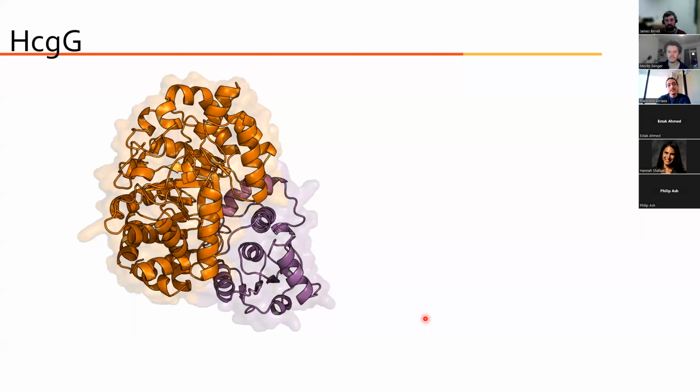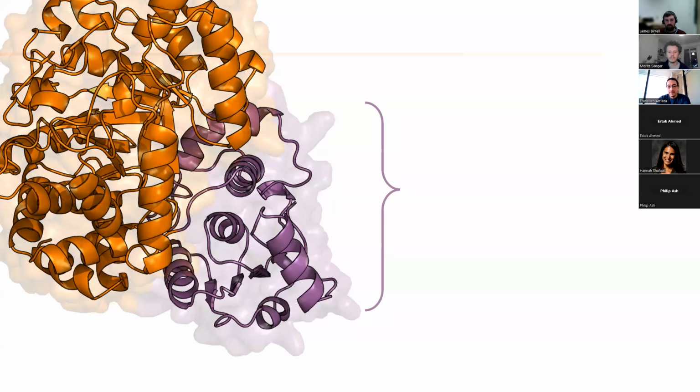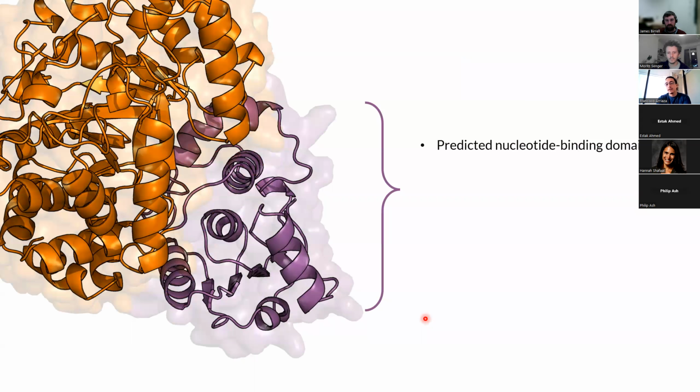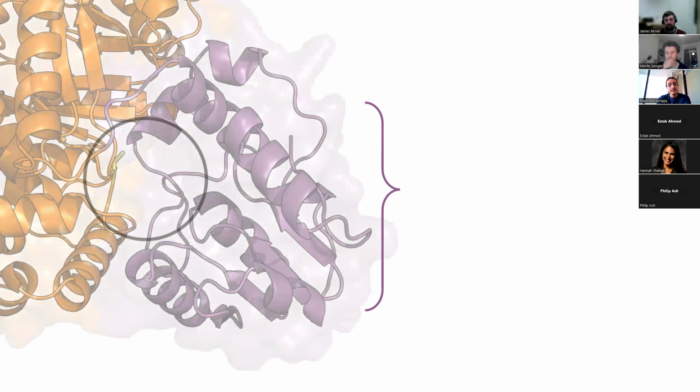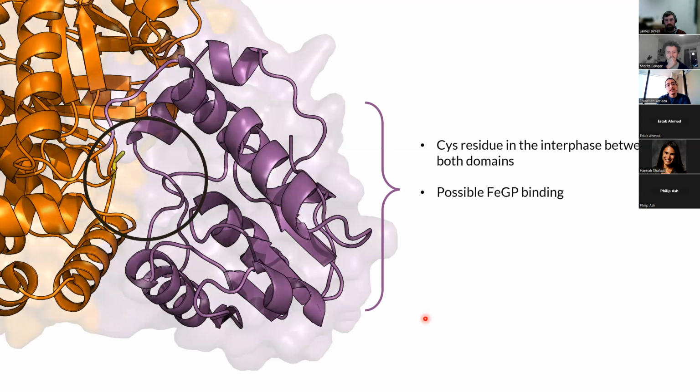But the main difference is that this enzyme has a C terminal that has a predicted nucleotide binding domain. Interestingly, this domain has homology to HMD2, which is a paralog of the mono-iron hydrogenase that also binds the iron GP cofactor. In the interface between these two domains, there's a strictly conserved cysteine residue that could be a hint of possible iron GP binding. And I will show you a bit further down the presentation the advances and the models we've done with this.